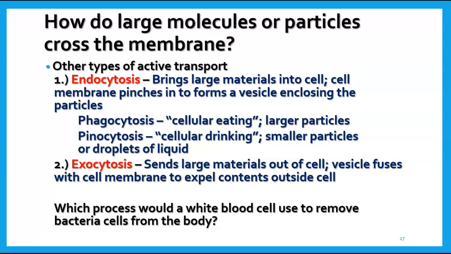So the white blood cells, of course, would use endocytosis or phagocytosis to remove bacterial cells from the body, and then any kind of large waste particles or products of the metabolism of the cell could be released by exocytosis.